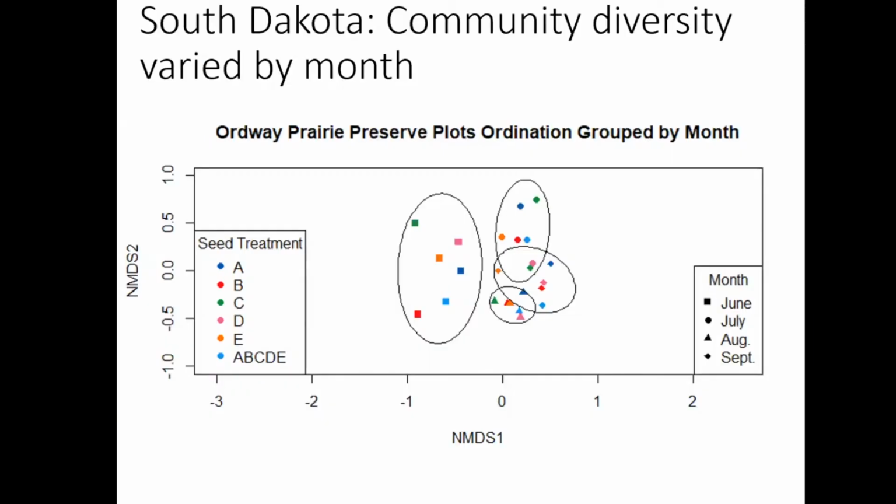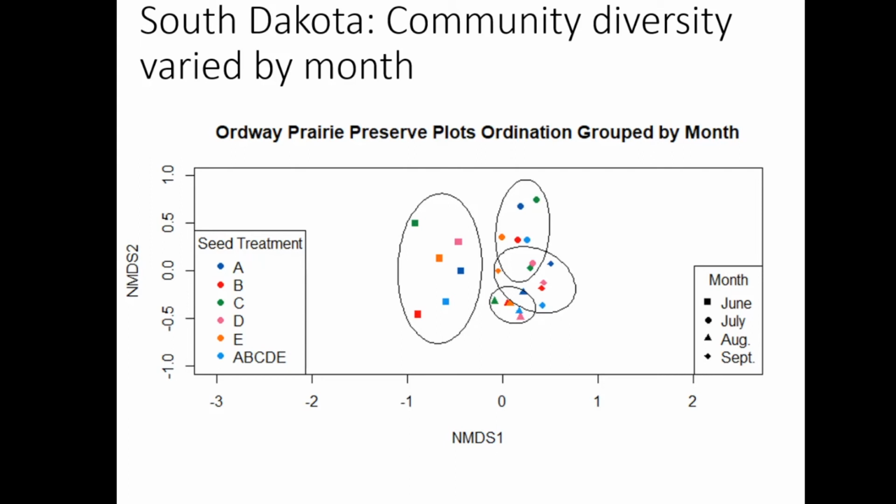So here is basically my South Dakota Ordway community diversity. I'm interested in evaluating any differences in my community diversity, and I use plot group or seed treatment, my replicate, and my month as my main explanatory components in explaining community diversity. And I found that in South Dakota, month was my only significant factor explaining community composition differences.